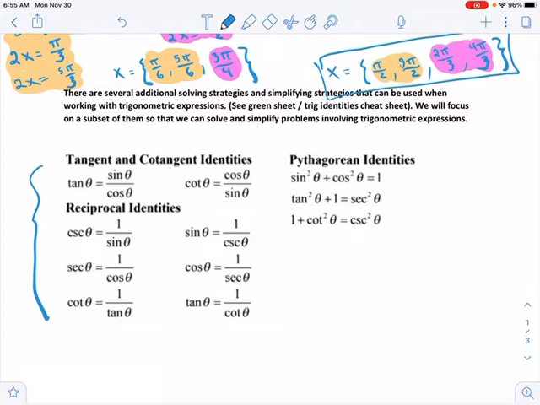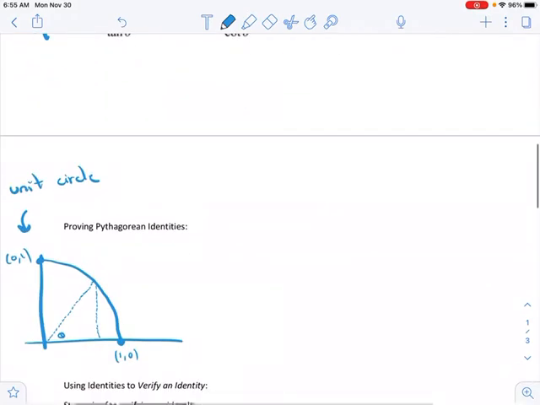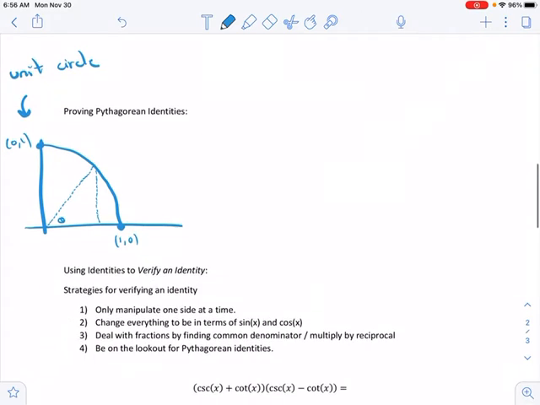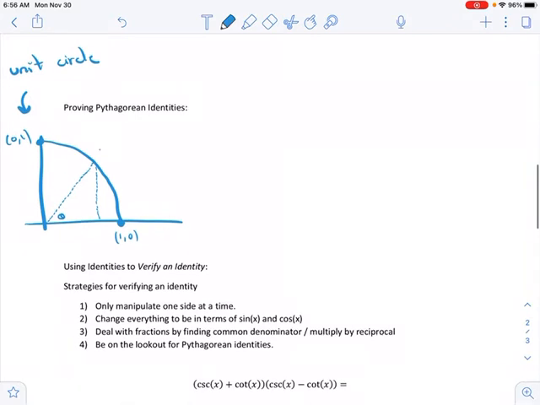All right, so let's hop into proving our Pythagorean identities and see how that's going to look for us. I did get a little bit of a head start in that I drew a basic unit circle, and we're going to use that to prove the Pythagorean identity. So if I am taking a look at this unit circle, one thing that I know is this opposite side, right? This is normally x comma y.